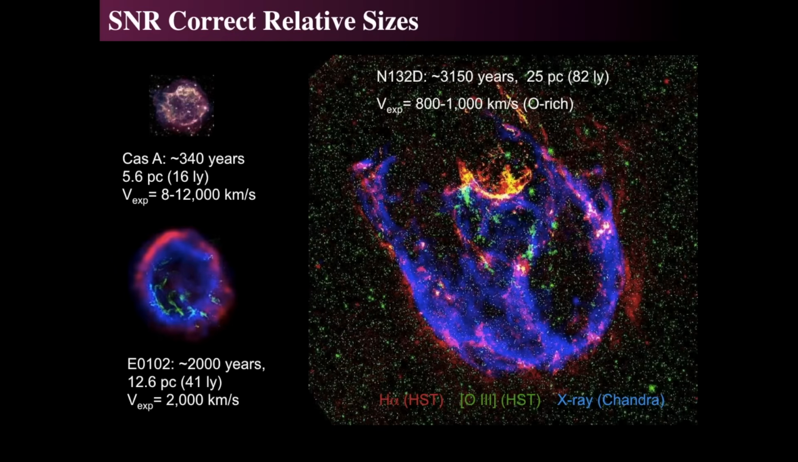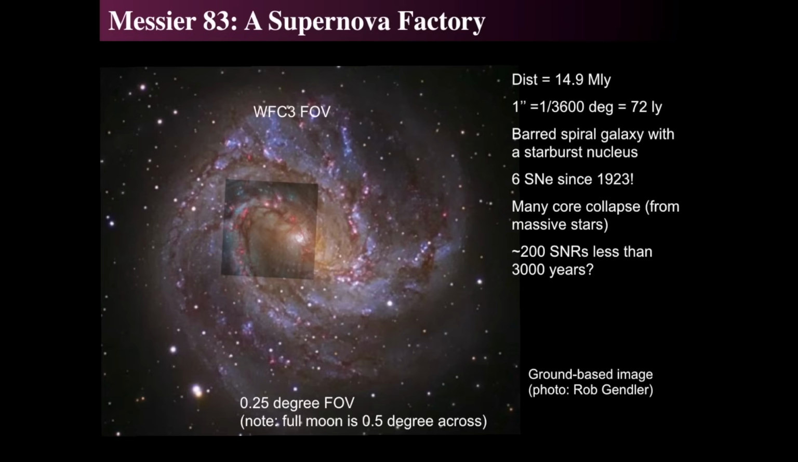By knowing their distances and their expansion rates, we can compare their relative sizes. Cas A is only about 350 years old. There's another one that's 2,000 years old, and N132D is about 3,000 years old. And all of these things are just expanding and expanding, and as they do so, they enrich the interstellar medium.